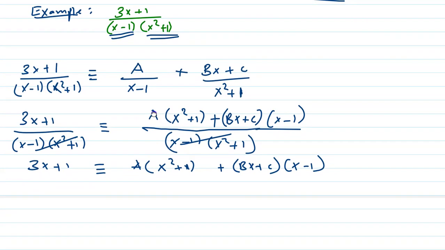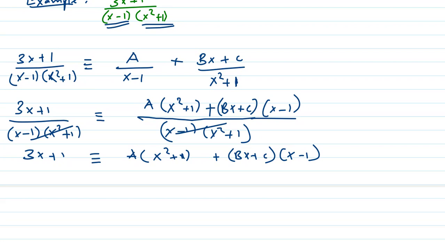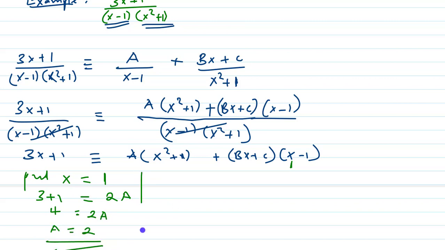So what values of x would you choose here? Let's choose a nice value of x like 1, because that's going to make all this 0. So if I choose that, then I'll have 3 plus 1 equals, putting 1 here, that gives us 2A, and this is going to be 0. So we'll have 4 equals 2A, and finally A will be 2. So that's the first value.